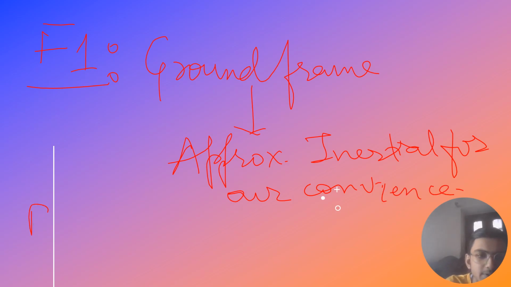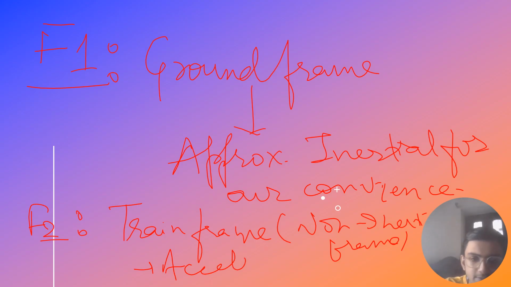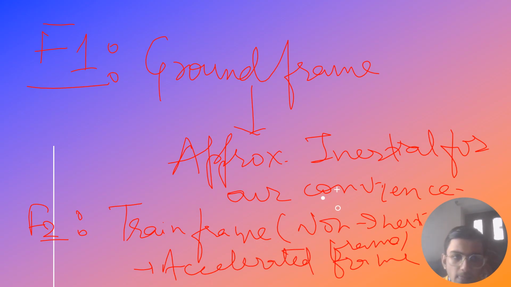Now the second we will take is frame 2, which will be an accelerated frame. Actually you can say the train frame, or the non-inertial frame, or in short the accelerated frame. Got it? There are two frames. First is the ground frame and second is the train frame. You can say non-inertial or accelerated frame.